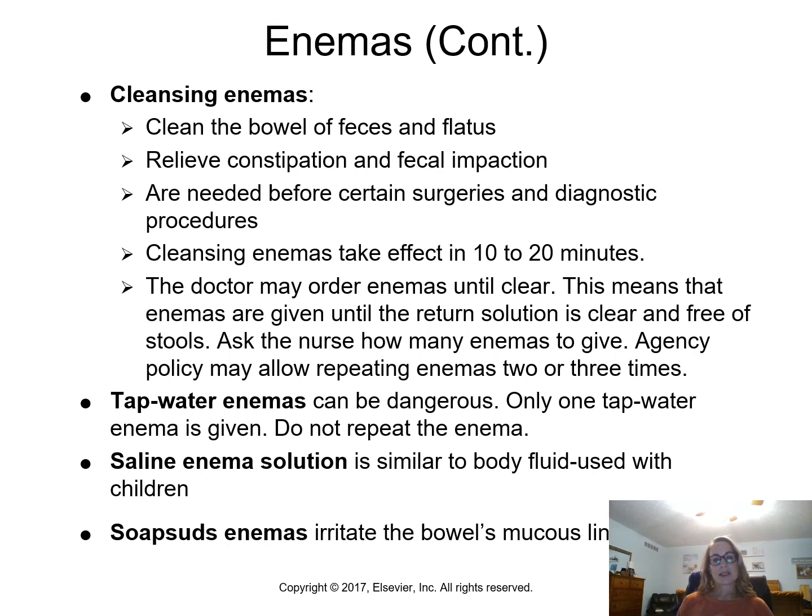Tap water enemas can be dangerous. Only one tap water enema is given, and you never repeat that one. Okay? A saline enema solution is similar to body fluid and is used with children. And a soap suds enema irritates the bowel mucus lining. So remember that about that one. It can be very irritating to the bowel.